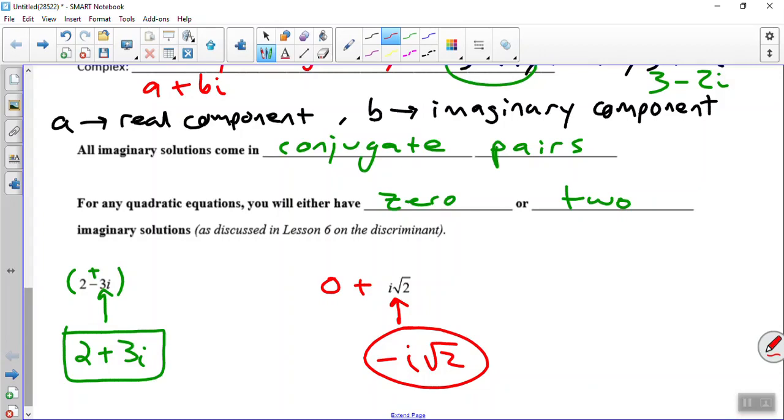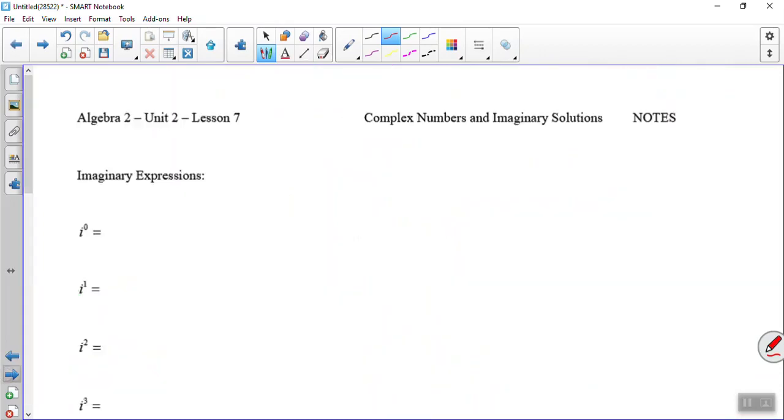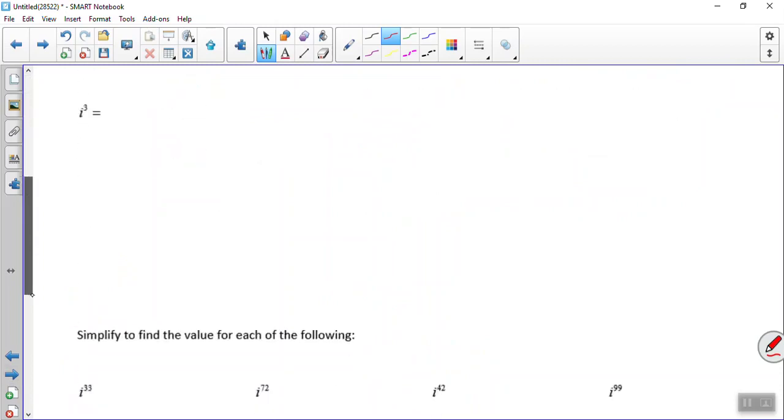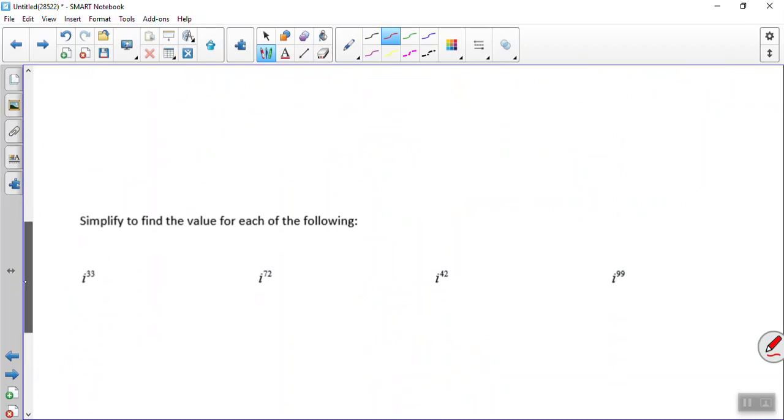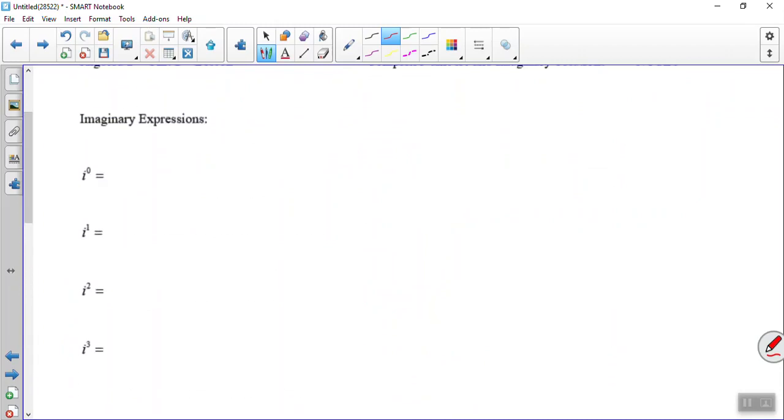All right, let's look at this next part, imaginary expressions. So we're looking at i to certain exponents. We're going to ask you to evaluate certain exponents. You'll see at the bottom here, we're going to ask you to evaluate expressions that look like this. But let me explain how this works first.